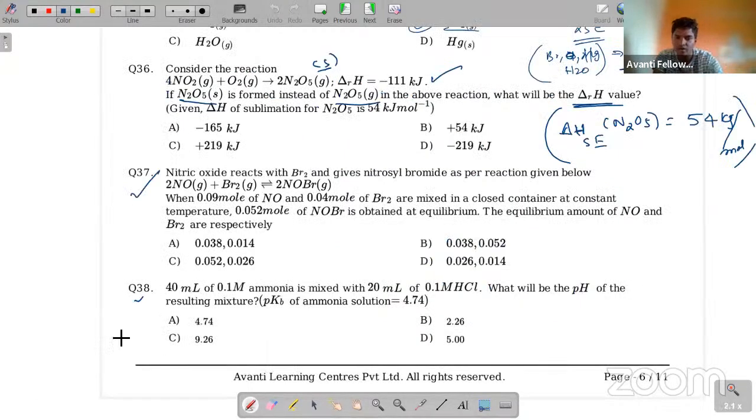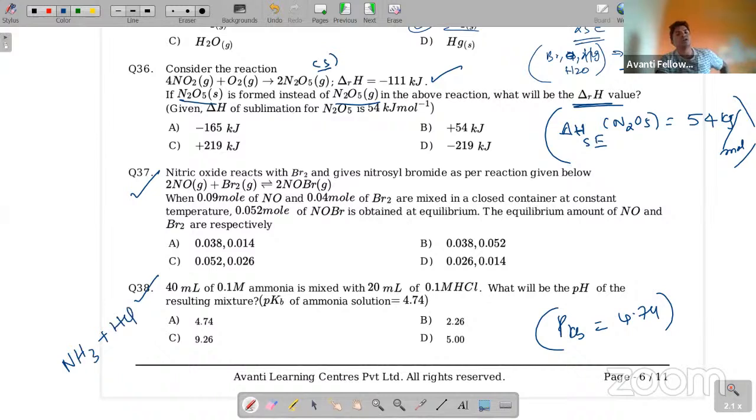40 ml of 0.1 molar ammonia is mixed with 20 ml of 0.1 molar HCl. What will be the pH of the resulting solution? The pKb is given here, pKb is 4.74. So here ammonia is mixing with HCl. This is a strong acid and this is a base. So from this one, they are asking for the pH calculation.